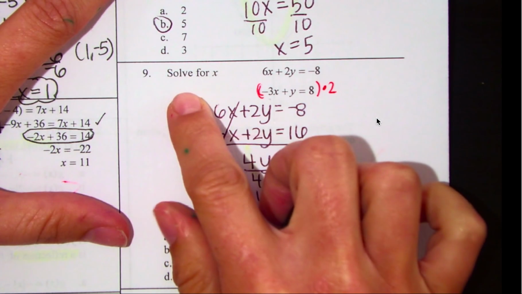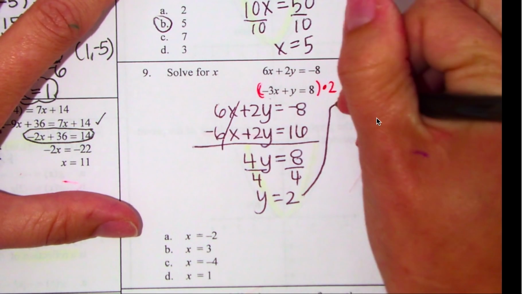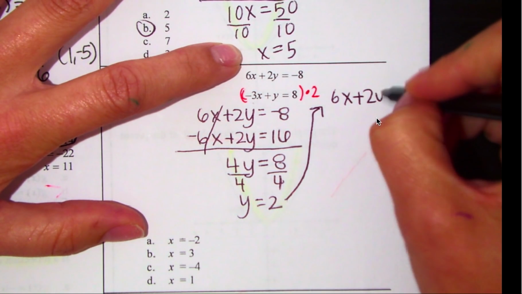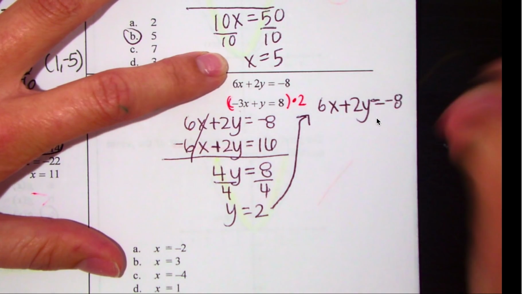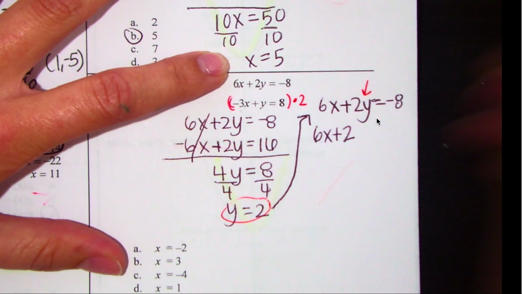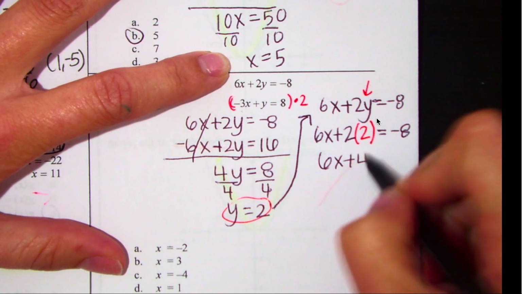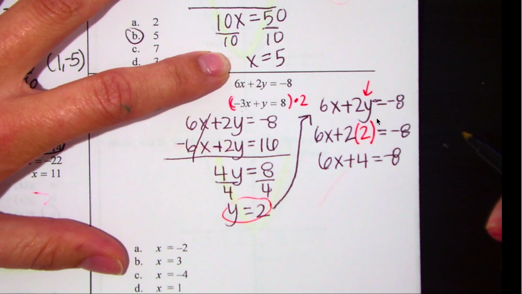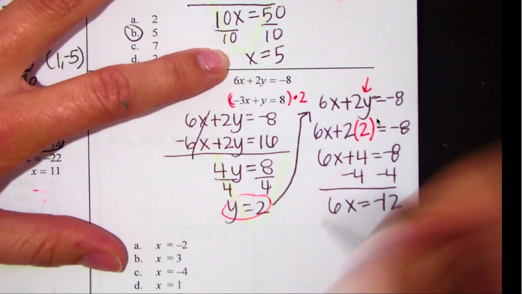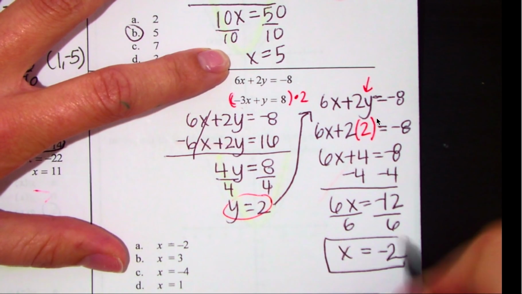But they want me to find x, so I'm not done. I'm going to take that and plug it back in to one of these original equations. I'll go ahead and just use the top equation. 6x plus 2y equals negative 8. And I'm going to go ahead and replace y with 2 right here. So it'll be 6x plus 2 times 2 is equal to negative 8. 6x plus 4 is equal to negative 8. And no, we're good. 6x is equal to negative 12. Divide by 6. Negative 12 divided by 6 is negative 2. So my answer is A.